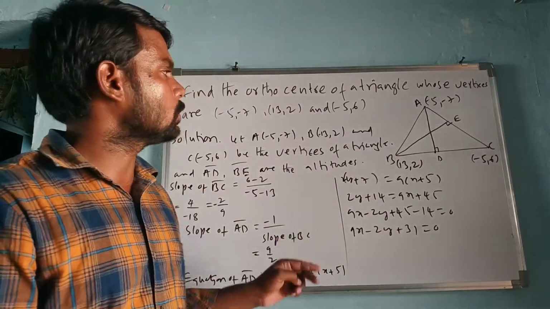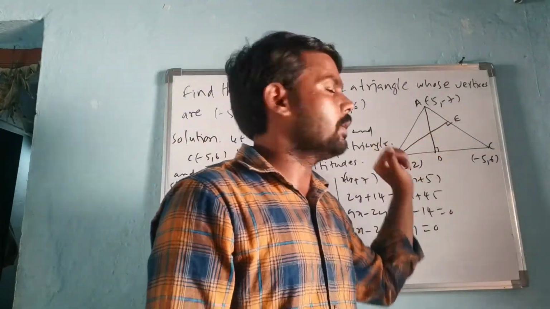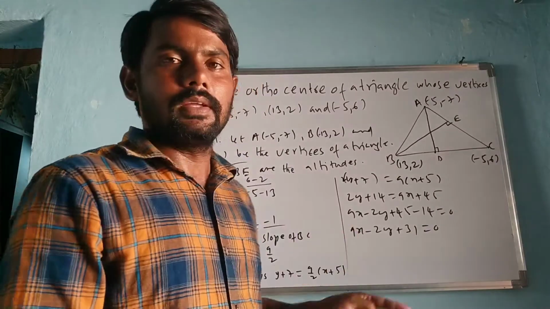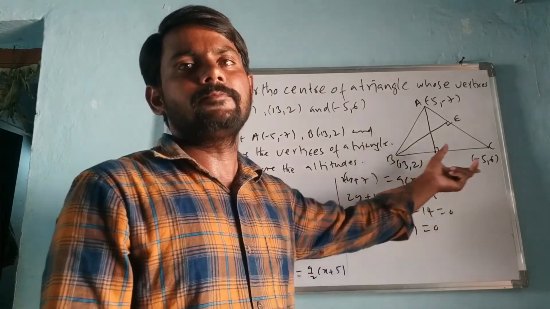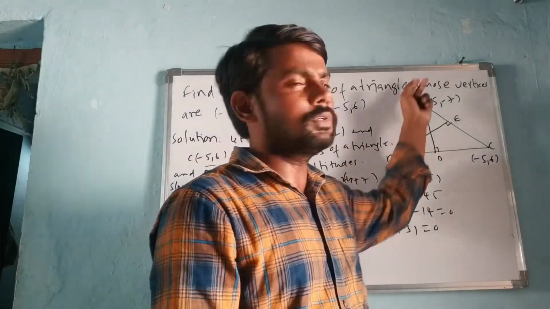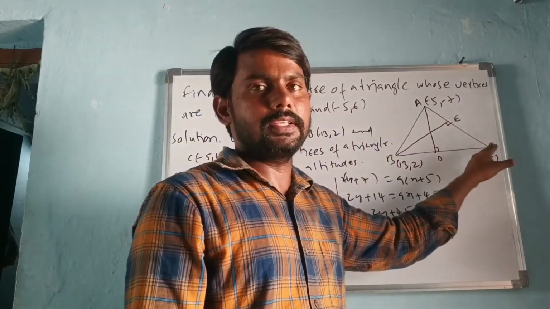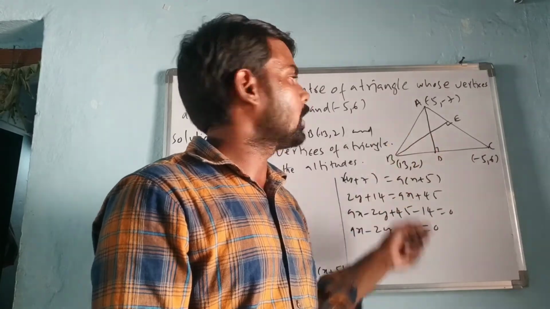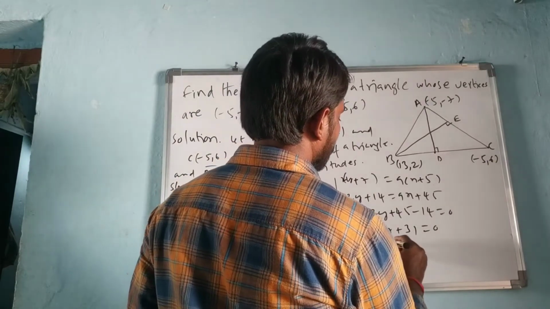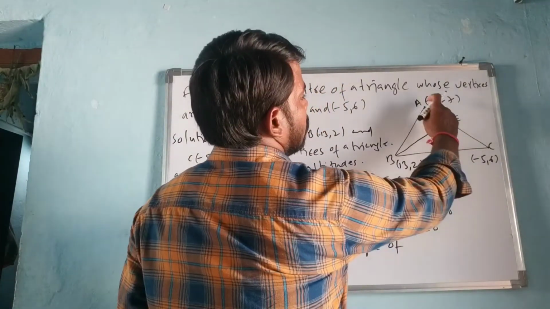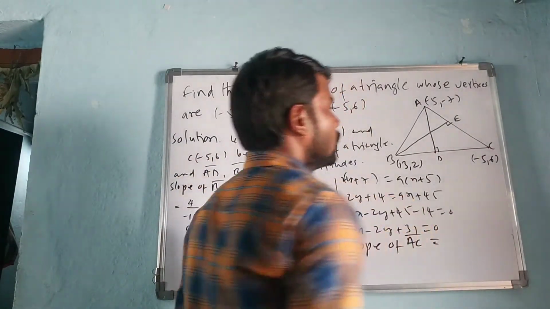Similarly, we have to find the equation of the altitude BE using the point-slope form. Simply, we have to find the slope of BE. That can be found easily because it is perpendicular to AC. So first of all, we find the slope of AC, and then we get the slope of BE. The slope of AC is y2 minus y1 by x2 minus x1.